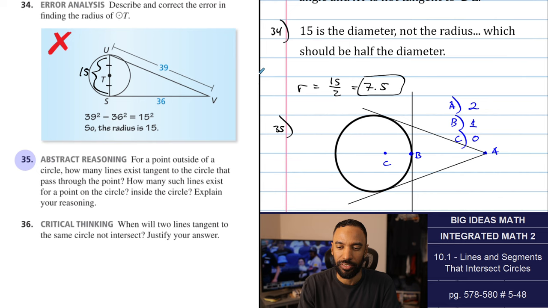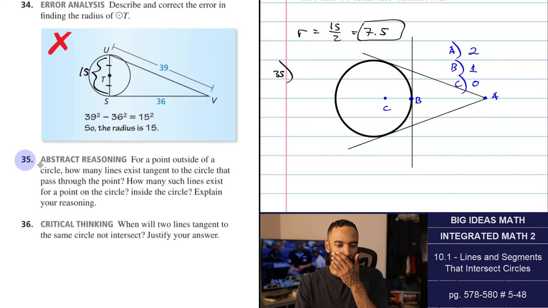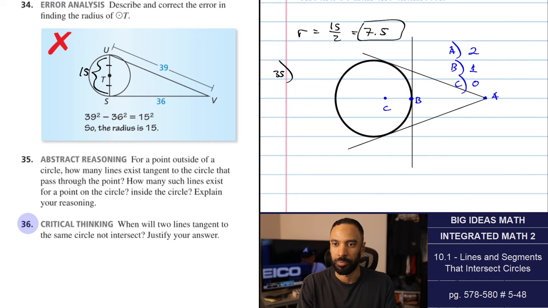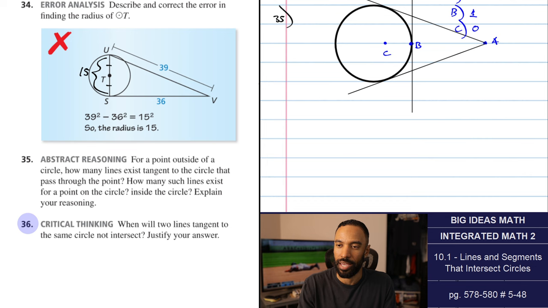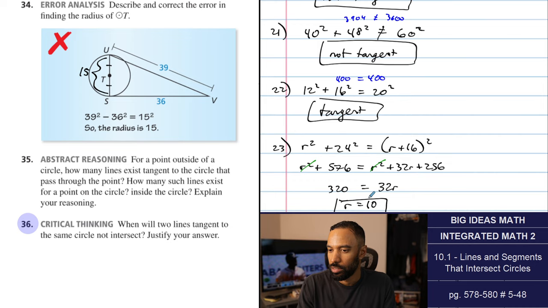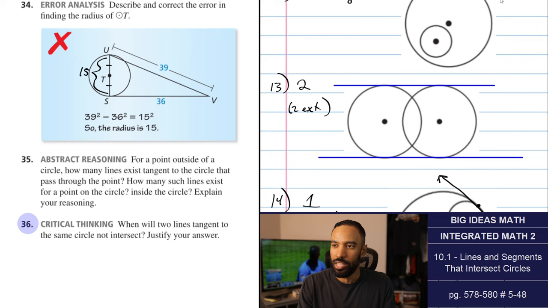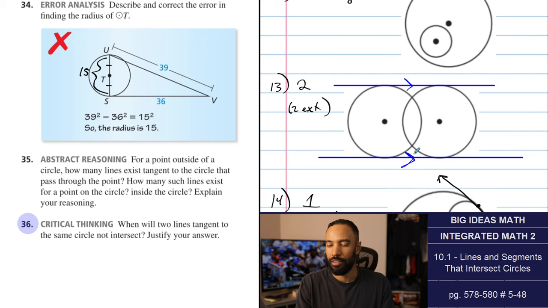So that's number 35. Number 36 on critical thinking. When will two lines tangent to the same circle not intersect? Justify your answer. We saw that actually. It was two parallel lines. So there was a previous problem. I already did a lot of work right here, number 13. These two were pretty much parallel to each other. You had congruent circles and all that stuff. And if those tangent lines are parallel, they'll never intersect.